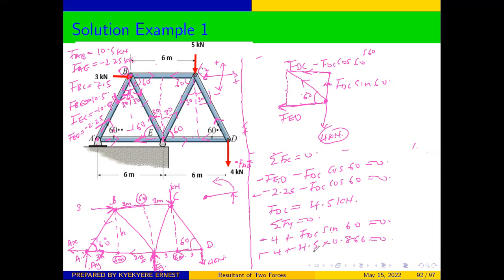You can see that 4.5 times 0.866 is going to give us negative 4 plus 3.897. We are getting that because of the approximations we made, which is approximately equal to 0. So our calculations are right, and we are done solving this question.